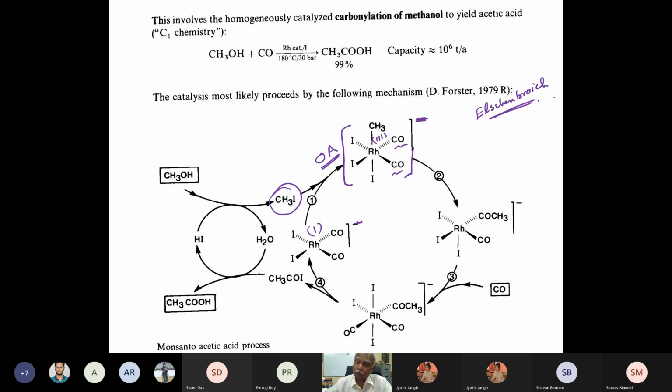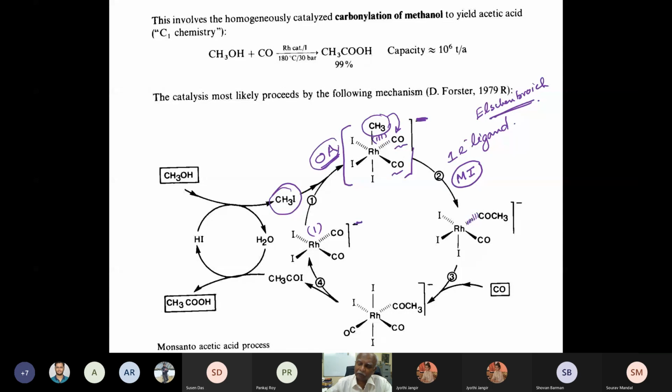So the second step is, of course, a migration to a cis group. So the methyl is now going to migrate to a carbon monoxide, and you end up with a rhodium acetyl bond. The rhodium acetyl bond is formed. Remember what we told you in the class about migratory insertion, the one electron ligand, which is the methyl group, migrates to carbon monoxide. So this is a classic migratory insertion step.